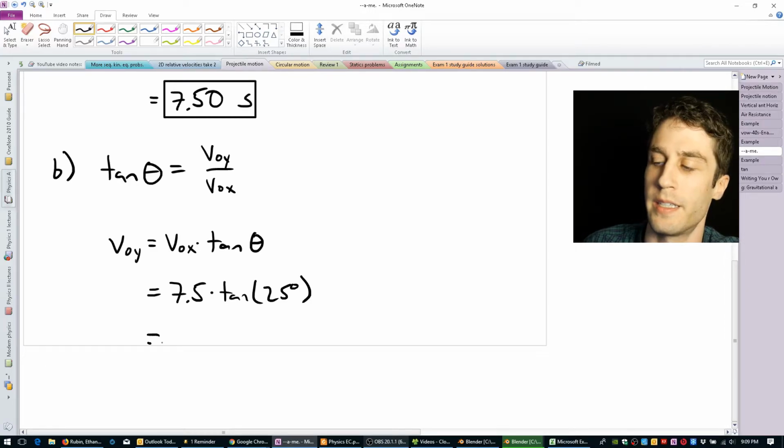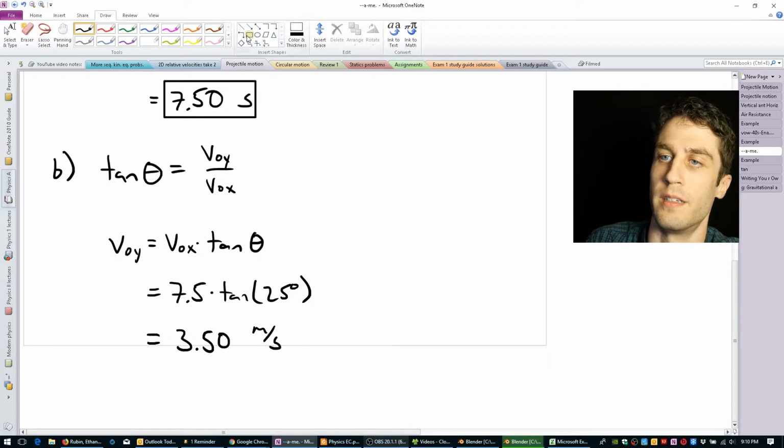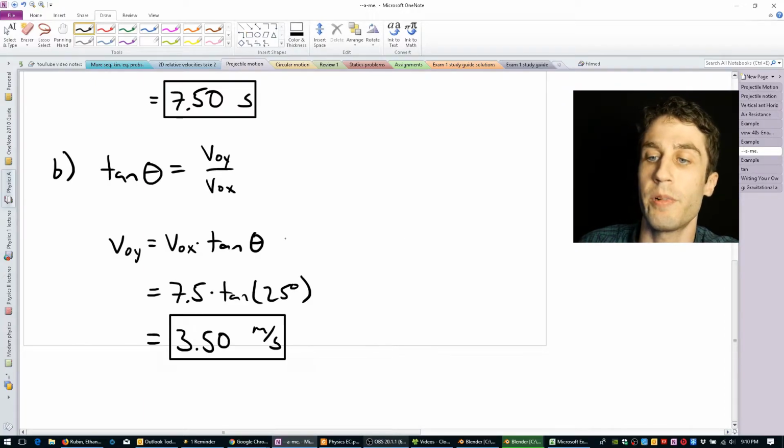All right, plug in those numbers, and what you should find is that the y component of the initial velocity is 3.50 meters per second. Again, I'm technically keeping one more significant figure than I should, but yeah, 3.5 meters per second.